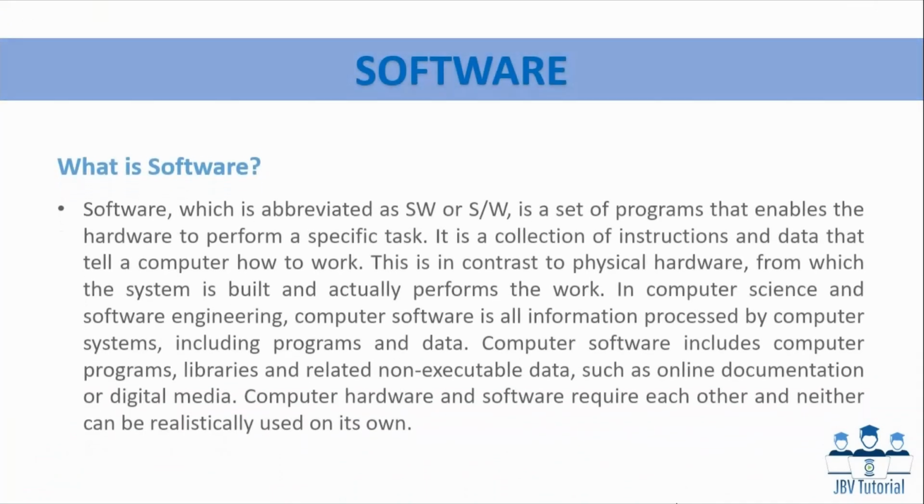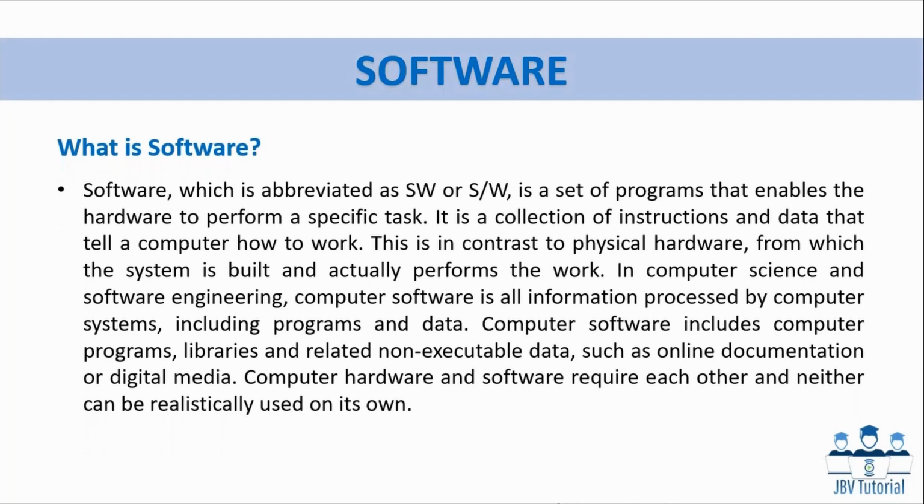What is software? Software, which is abbreviated as SW or S/W, is a set of programs that enables the hardware to perform a specific task. It is a collection of instructions and data that tell a computer how to work. This is in contrast to physical hardware, from which the system is built and actually performs the work.